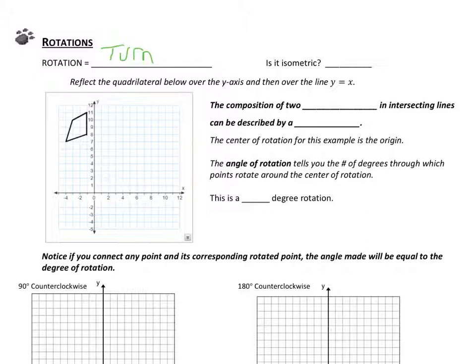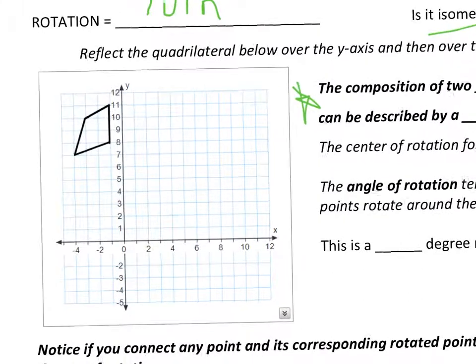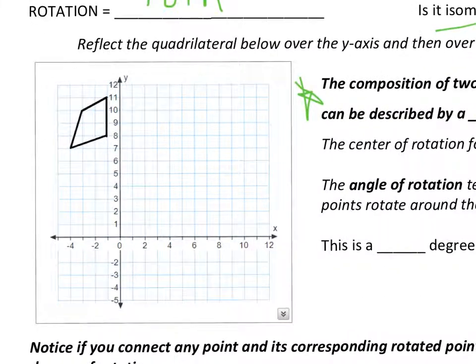We are turning it. Is it isometric? Same size, same shape? Yes, it is. Now, this definition right here is pretty important, but before we do that, let's reflect this, and I'm going to zoom in here. Let's reflect this quadrilateral over the y-axis. So we're going to take our vertices and reflect them across the y-axis.